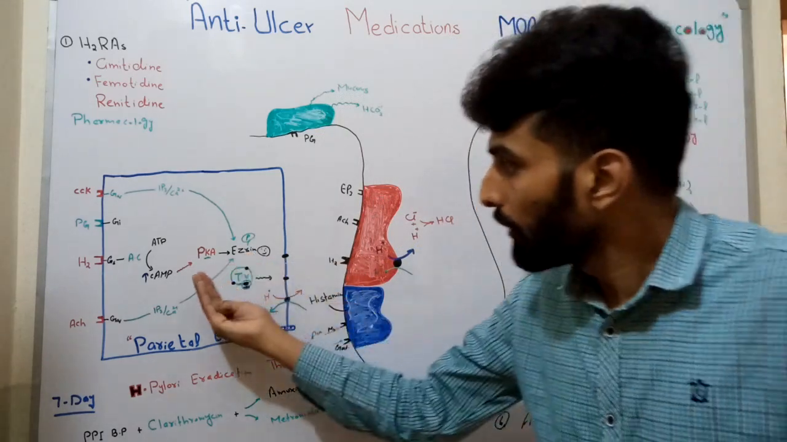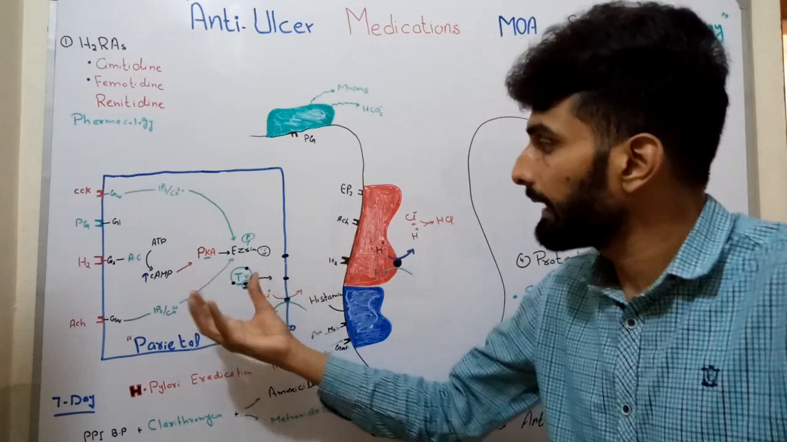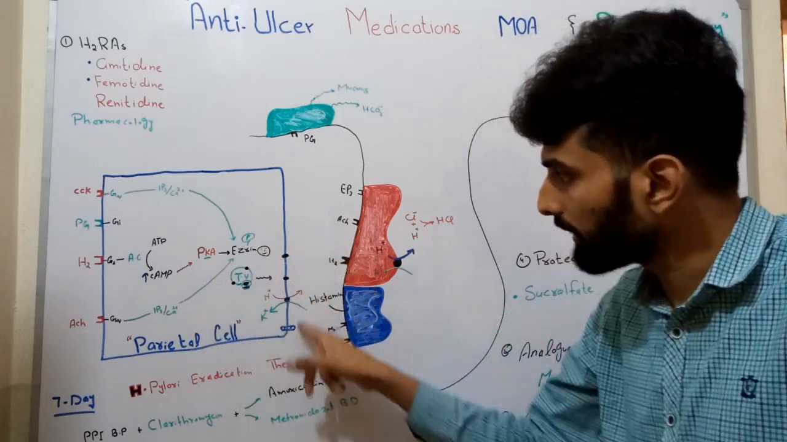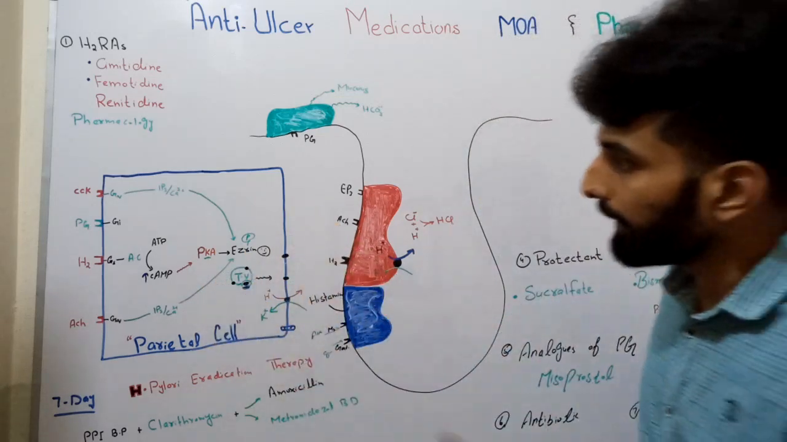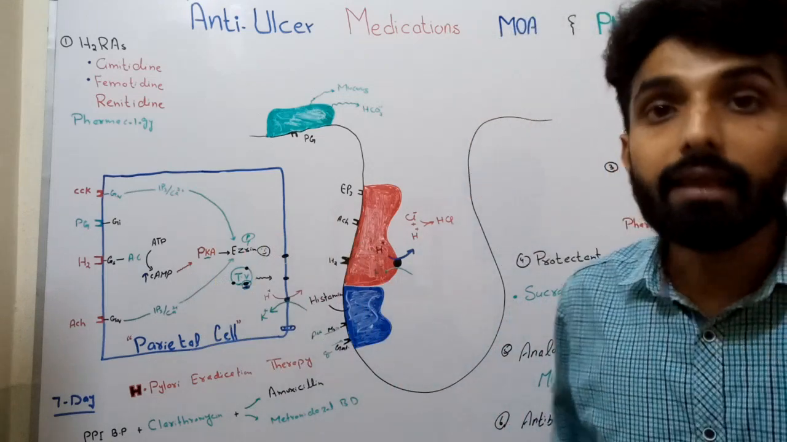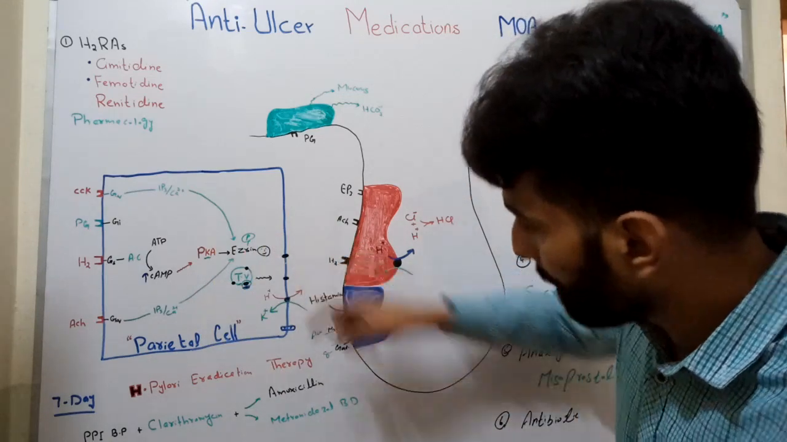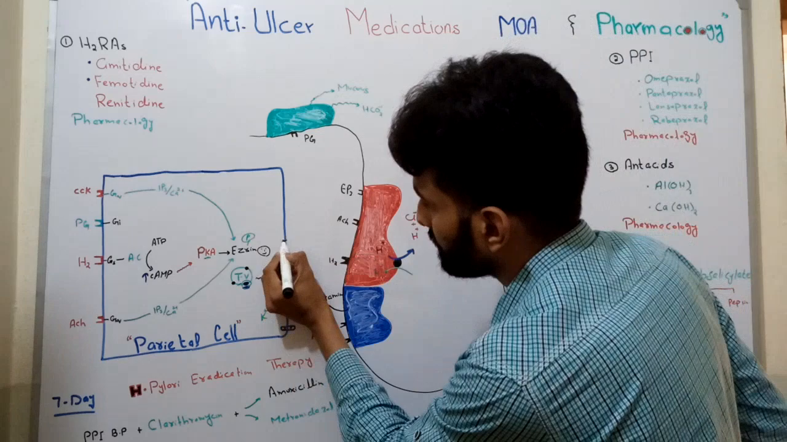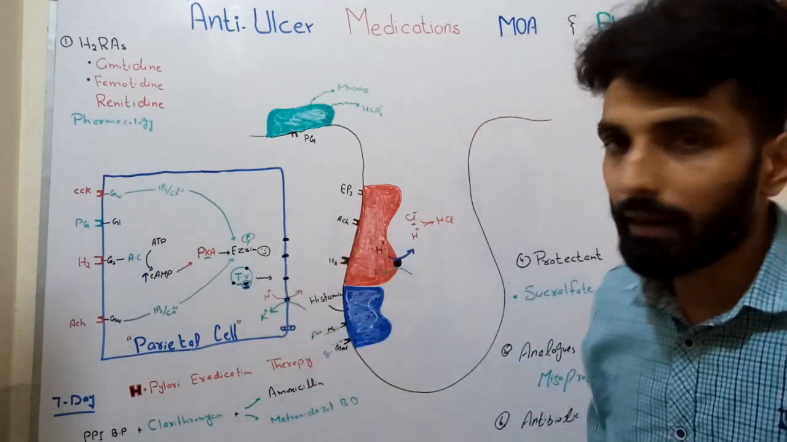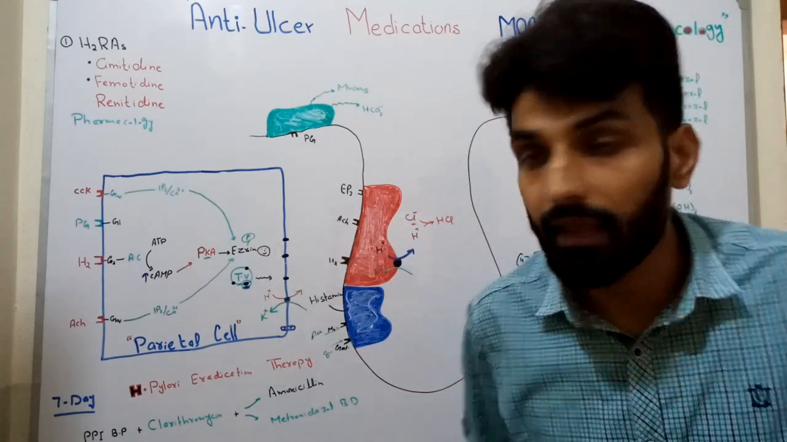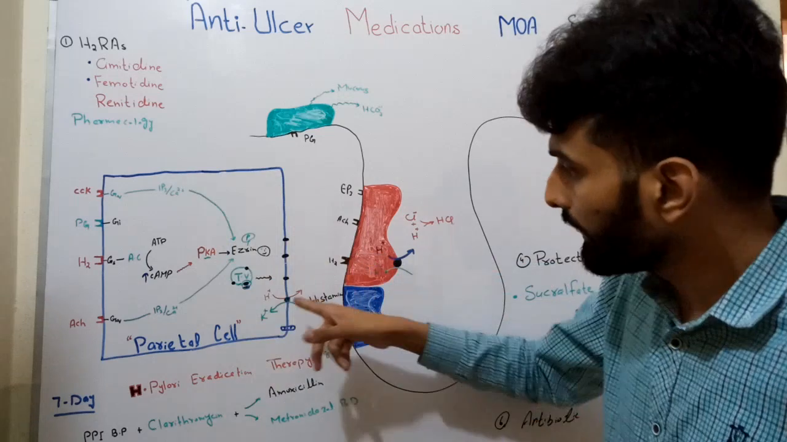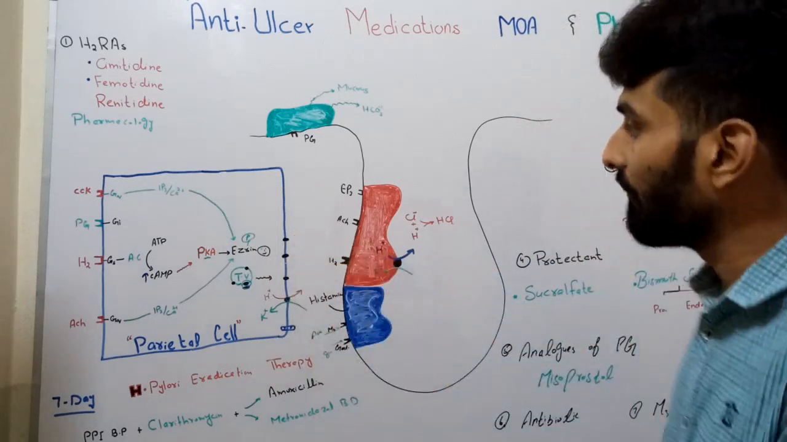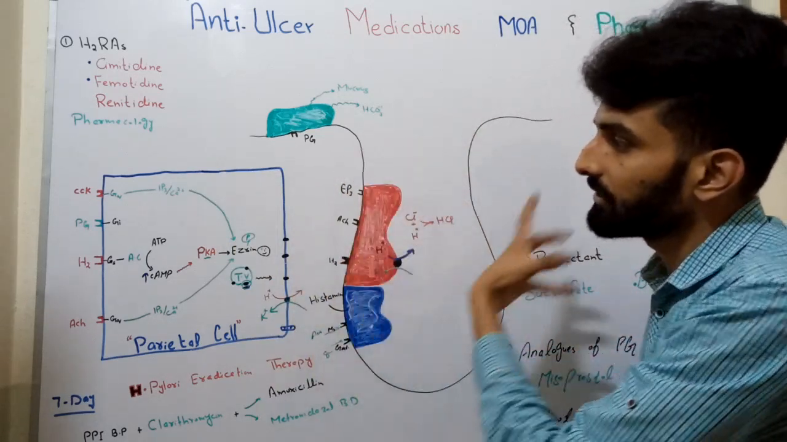This ezrin protein will stimulate and increase the fusion of these tubulovesicles with the plasma membrane. So it means this protein is basically increasing the number of proton pumps on the plasma membrane, on the cell membrane of the parietal cell. When there will be more proton pumps, obviously more acid secretion will take place.